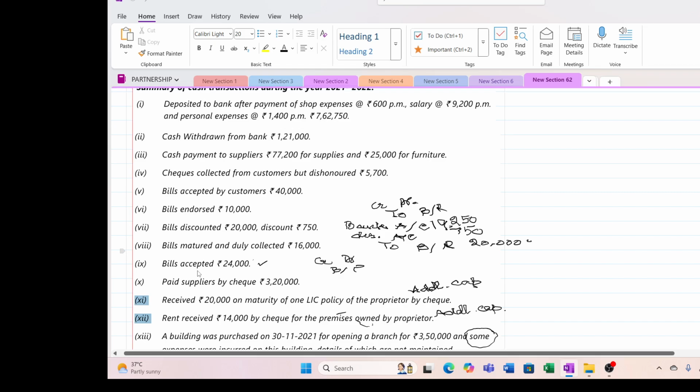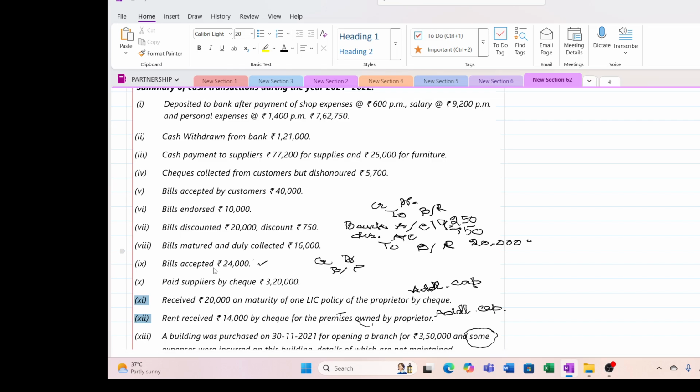Bills accepted. It is simply given as bills accepted. It means that you have accepted, that is Mr. Anup, whose business he has accepted. It means it is bills payable for that man. So the creditor account will be debited and bills payable account credited.